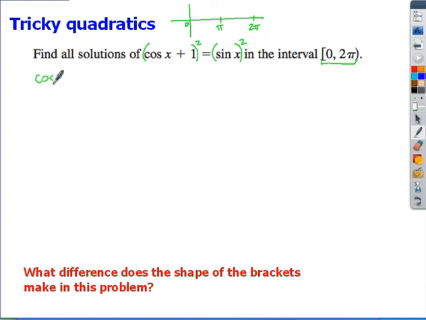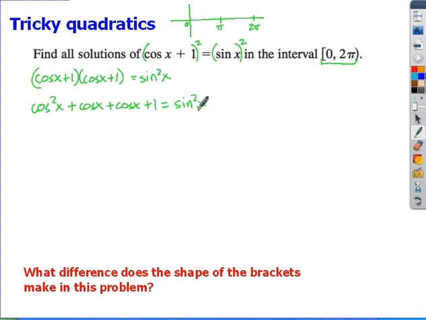So first step is cos x plus 1, cos x plus 1 equals sine squared x. Okay, no problem. Expand those brackets. Cos squared x plus cos x plus cos x plus 1 equals sine squared x. All right. Still got a bit of a problem because we have cosines and sines all mixed up together.